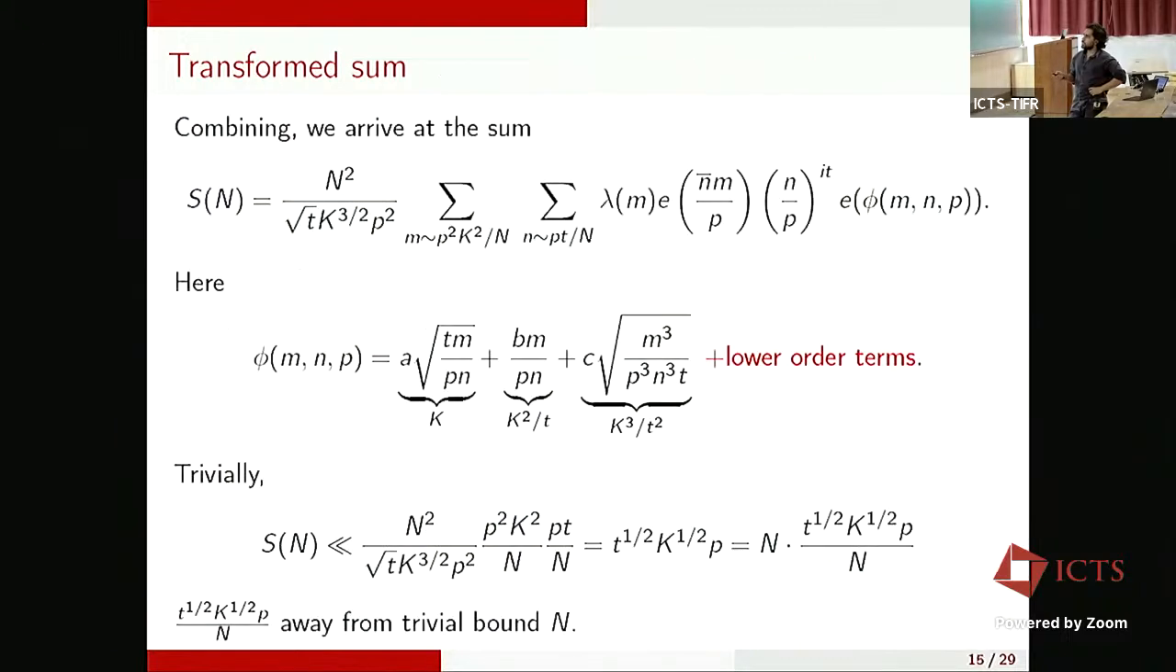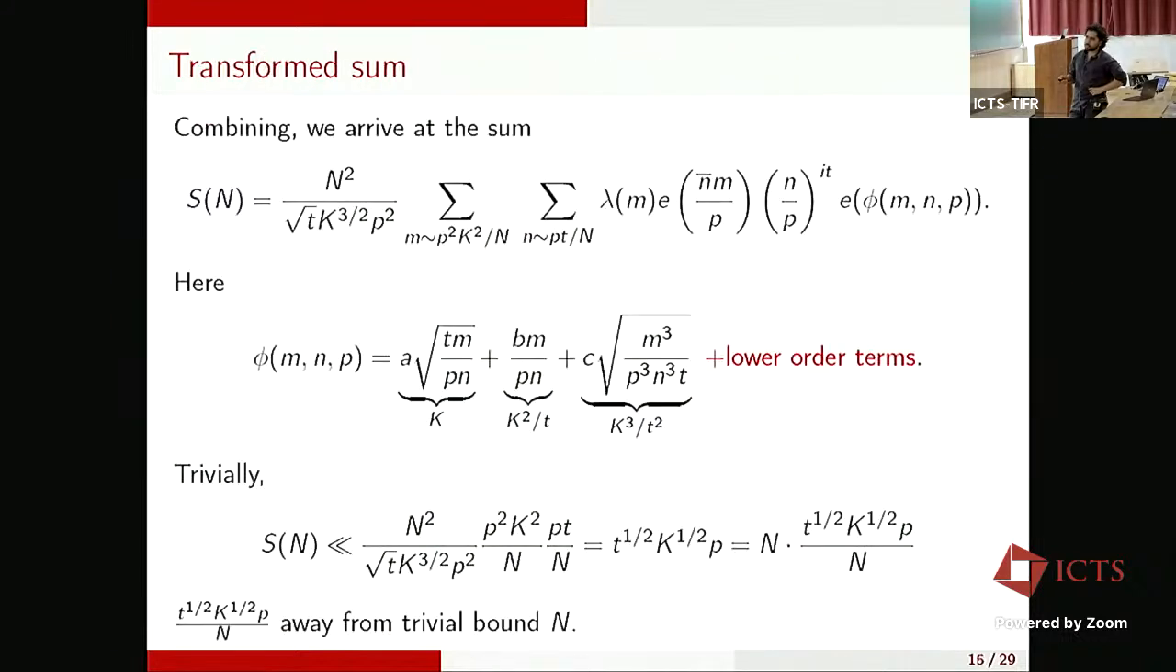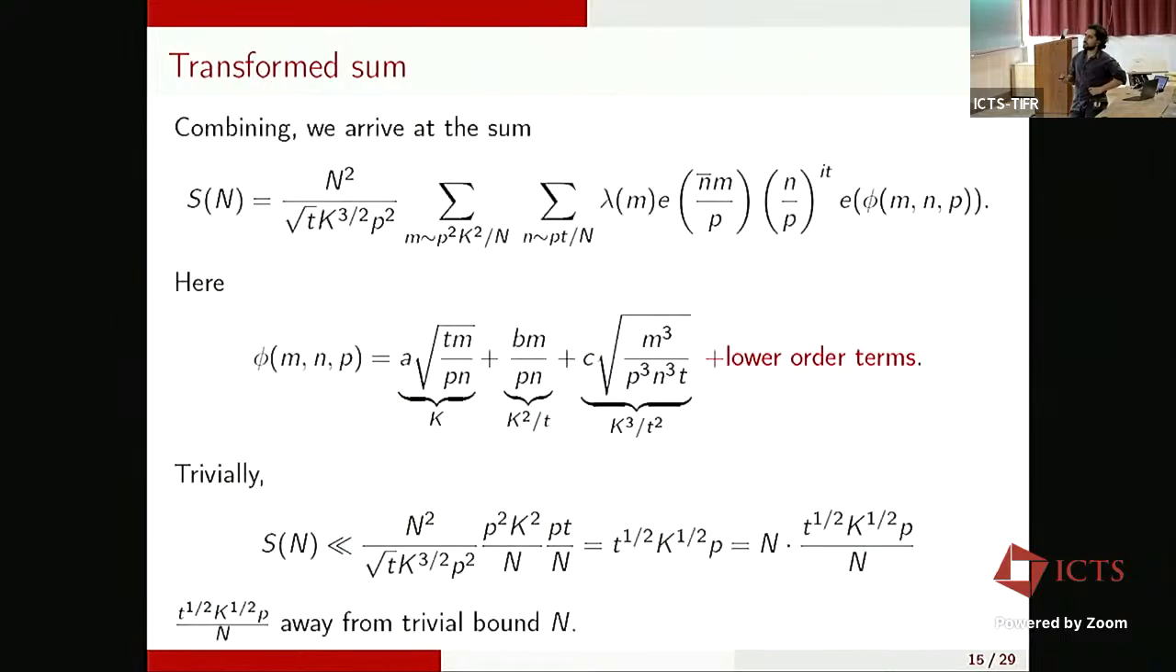We use the remaining variable by applying the Cauchy-Schwarz inequality. You take the GL2 variable outside the absolute value square and put everything else inside the absolute value square. Here, if you note, we have an extra average over the moduli. This is because we need to recover this loss in terms of p. We need to recover this p in the next step, so you really need this extra average to recover this power p from the diagonal.